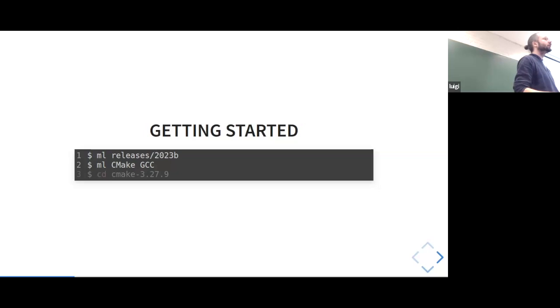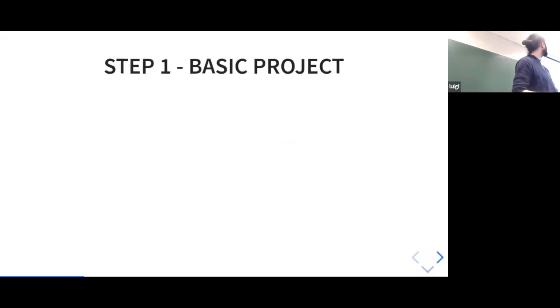By the way, if you need the slides, they are on the Indico webpage. I just put them up this morning, so if you checked yesterday evening, they were not there. Then you enter the directory for CMake 3.27.9, and here you have access to all the exercises we need. So we'll start with step 1.